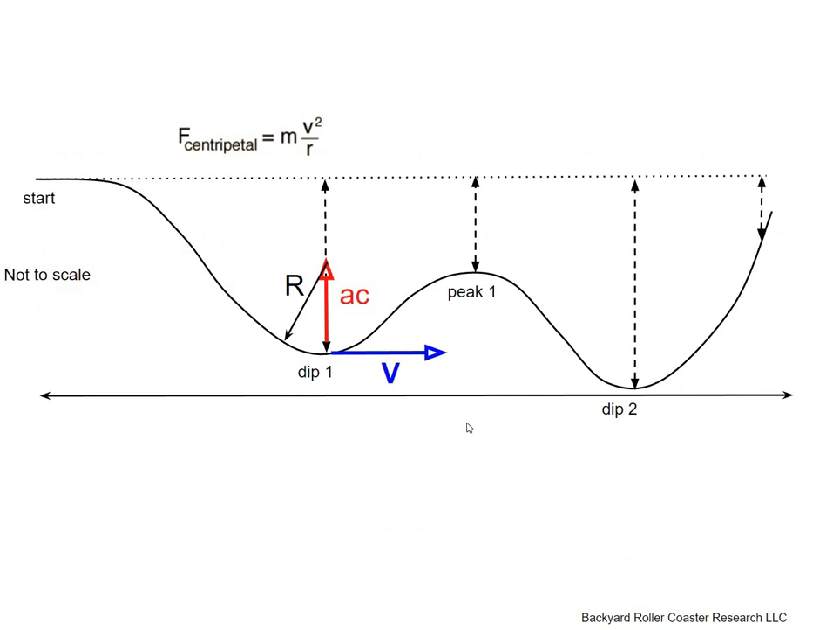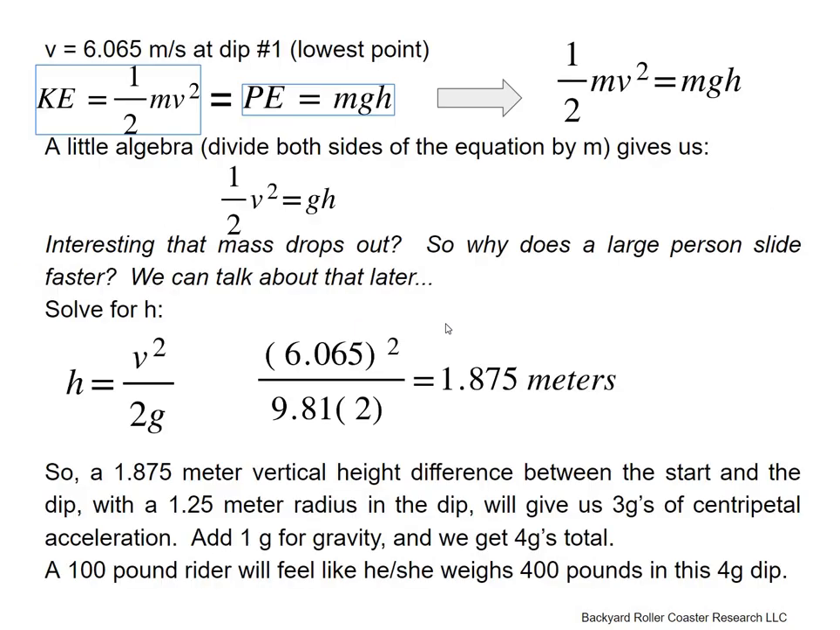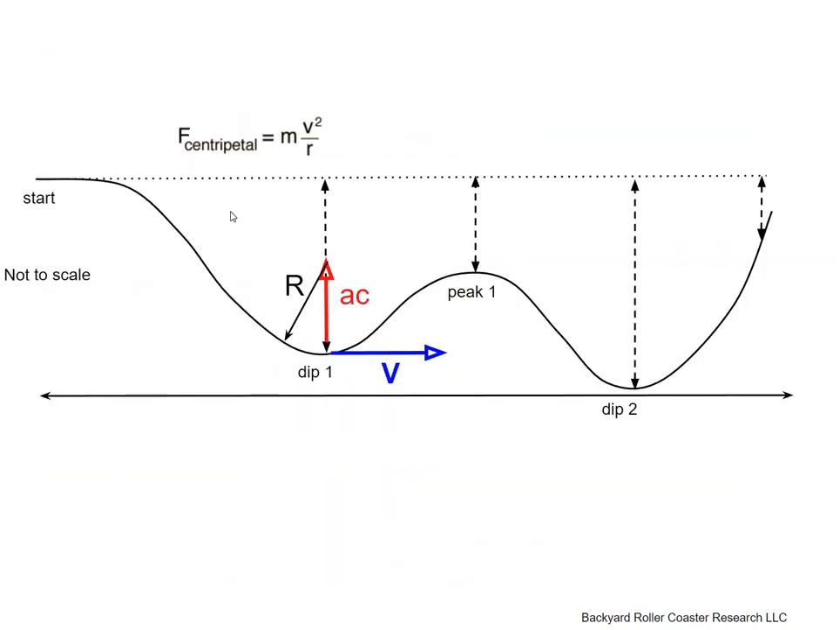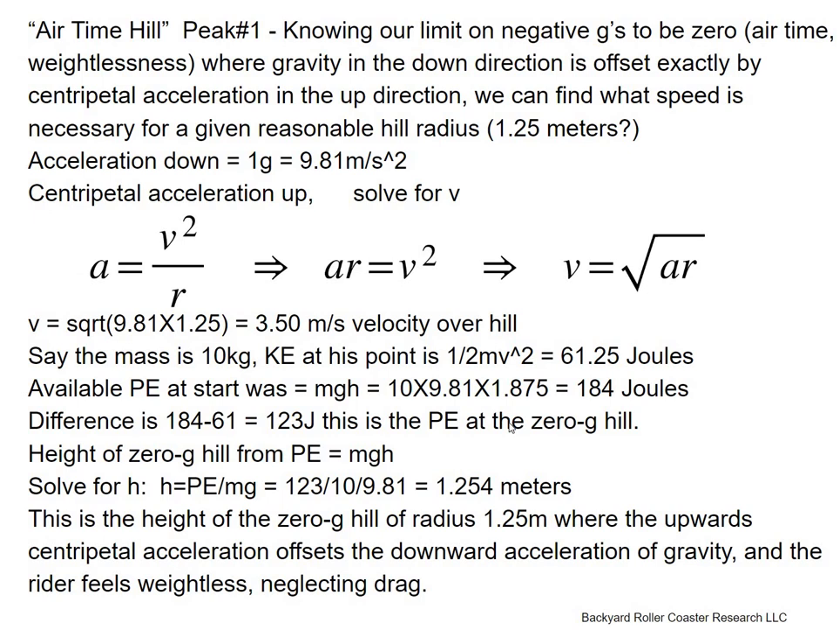So there we are, back to our design. We know this is going to be about 1.8, almost 2 meters. So 2 meters vertical height from here to here. I think we'll stop there and pick it up with the negative G's on the airtime hill in part 3.